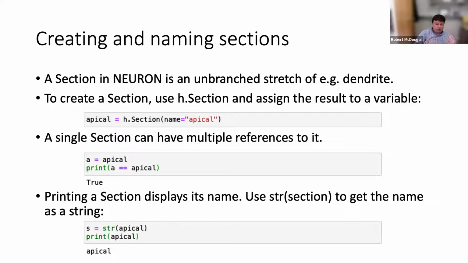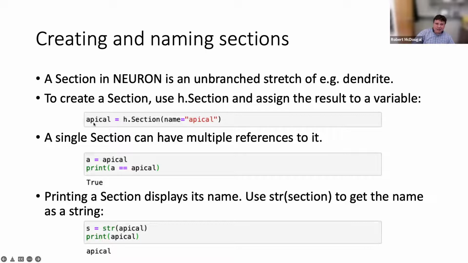So if we did want to do it from scratch, since everything's through h, not surprisingly, we end up saying h dot. And how do we get a section? We say h.Section, and we give it a name. So I'm going to define my section. h.Section has a name of apical. And I'm going to assign that to a variable.